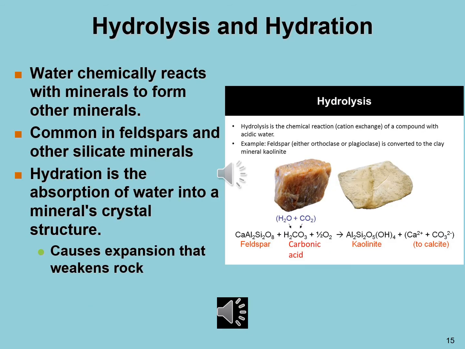During hydrolysis, water reacts chemically with minerals and breaks them down to form other minerals. An example is potassium feldspar found in granite. It reacts with acidic water to form kaolinite, a type of clay, along with a variety of dissolved ions. It occurs in other silicate minerals as well. Hydration is the absorption of water into the crystal structure of minerals, causing certain minerals such as clay to expand and weaken the rock.